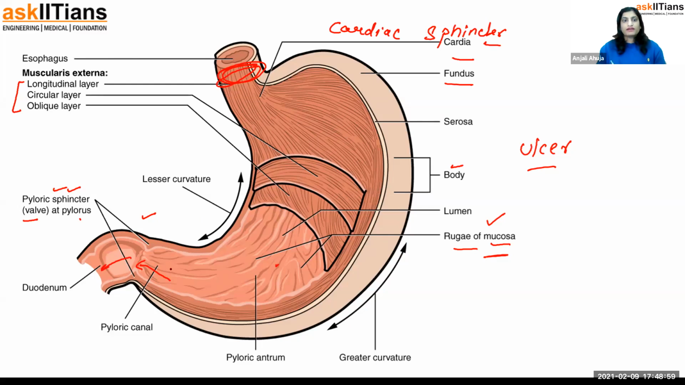So the antrum and pylorus are near the pyloric region, at the end of the stomach. So that's it. This is all about the stomach.